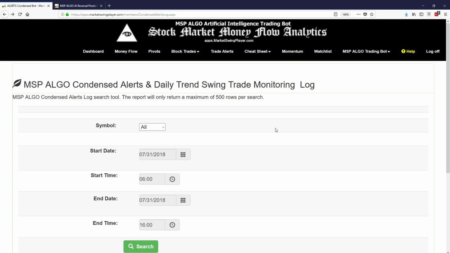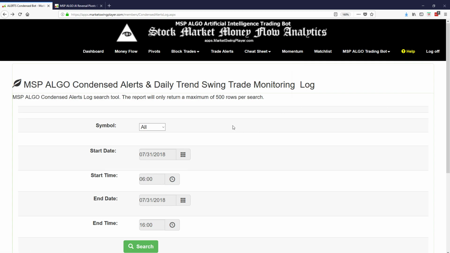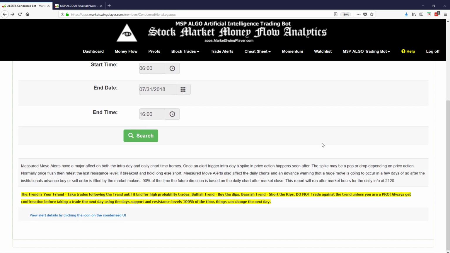So, in a nutshell, this is a quick way to look and see what alerts came out on MSP Algo Artificial Intelligence Trading BOT for each symbol. Okay? So now, this is MSP Algo Condensed Alerts and Daily Trend Swing Trade Monitoring Log. You could enter your symbol, what start date, time, end date, time, and do a search. I already did a search.